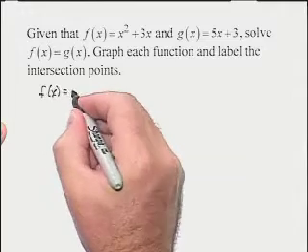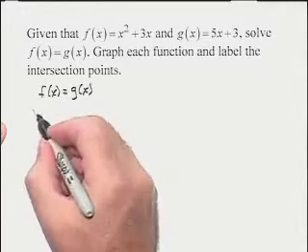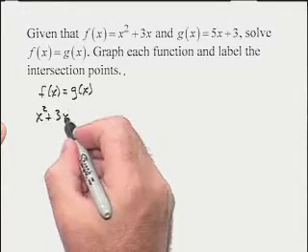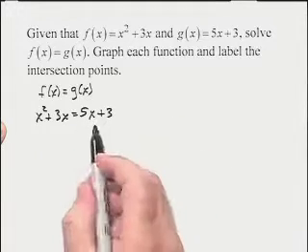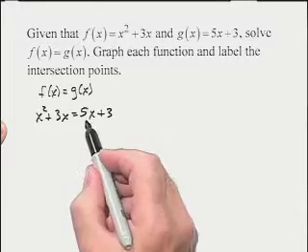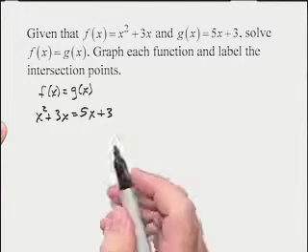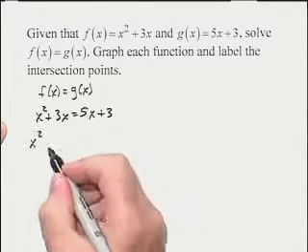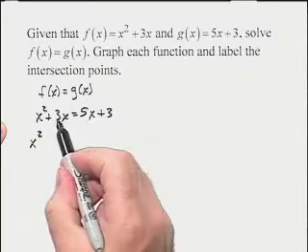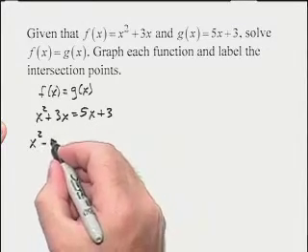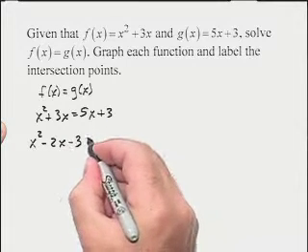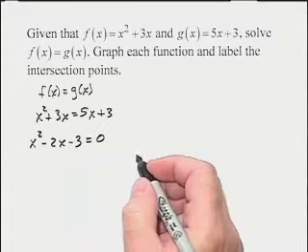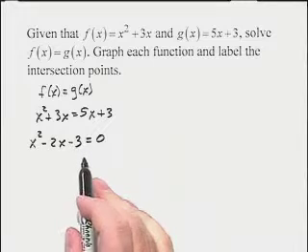We're going to solve f of x equals g of x, which means we need x squared plus 3x to equal 5x plus 3. We want to move everything to the left side by subtracting 5x and subtracting 3 from both sides. So we'll have x squared. If I subtract 5x, we'll get 3x minus 5x, which is negative 2x. If we subtract 3 from both sides, we'll have minus 3, and that all equals 0. We have a quadratic equation.